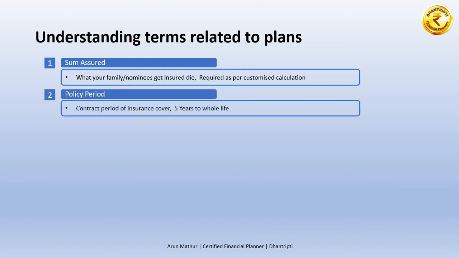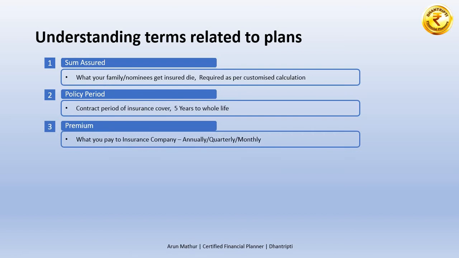The second important point to understand is the policy period. Policy period is the period of the contract for which the insurance company is going to cover you. People can take a policy period from as low as 5 years to whole life. Whole life means till the age of 100. The third important term to understand is premium. Premium is the amount of money which an insured person pays to the insurance company. This can be paid on an annual basis, quarterly basis, or sometimes even on a monthly basis.